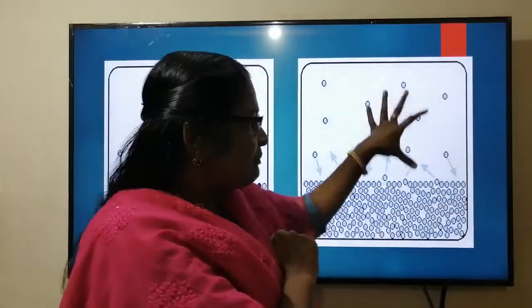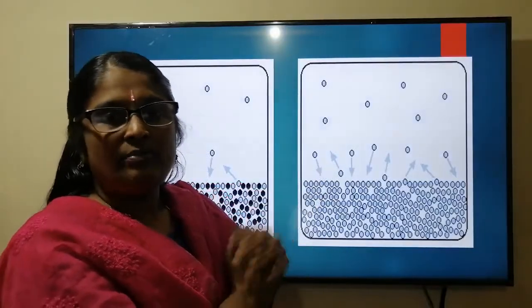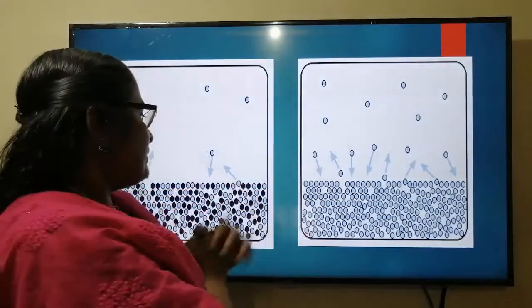Once the equilibrium is reached, if we measure the pressure, that pressure is known as the vapor pressure of this particular liquid in this container. That is the equilibrium vapor pressure.